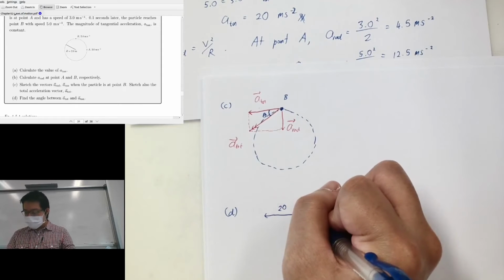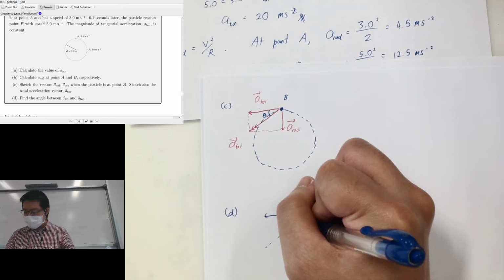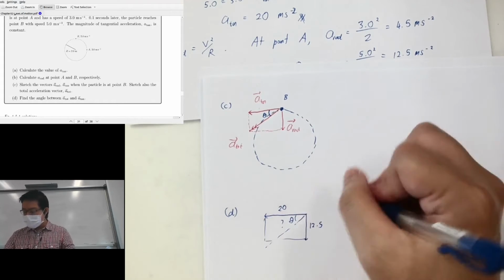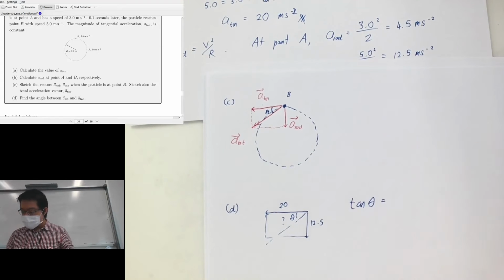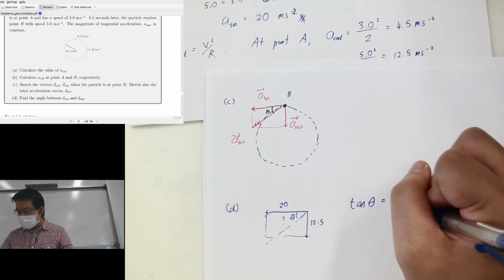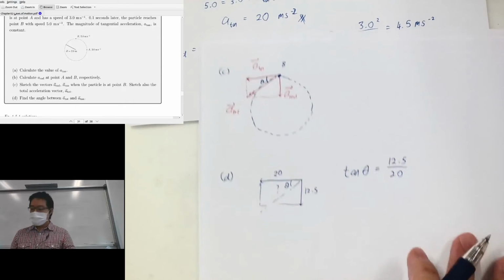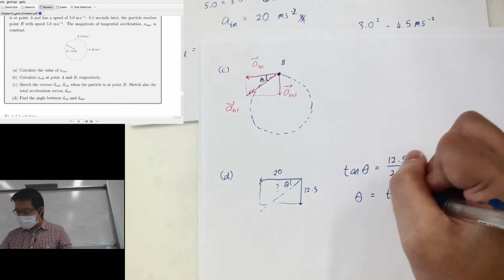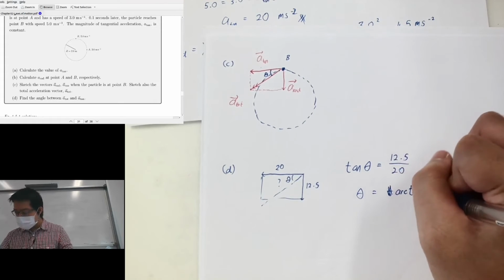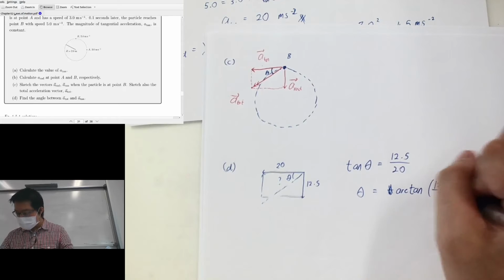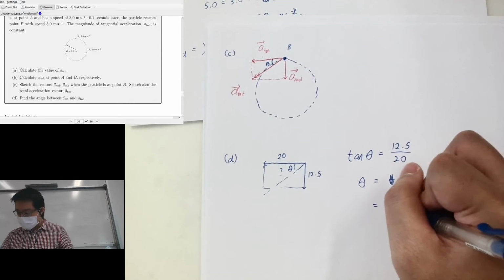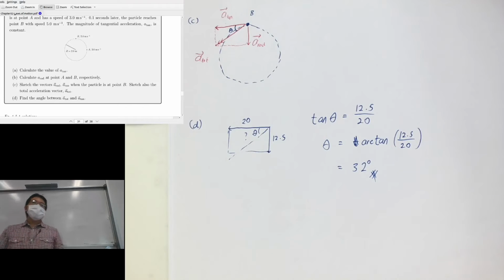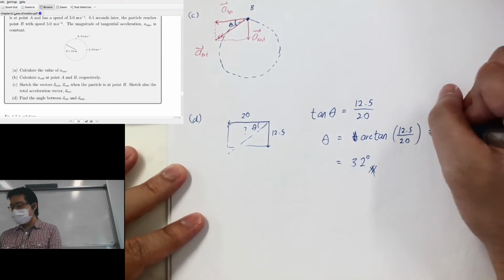So what is this angle over here? From here, 12.5, right? Do you agree that tangent theta equals 12.5 divided by 20? Am I right? Correct. So the inverse tangent to get the answer is just arc tangent of 12.5 over 20. So this is 32 degrees. You know what I mean when I say this, right? Some people use this.